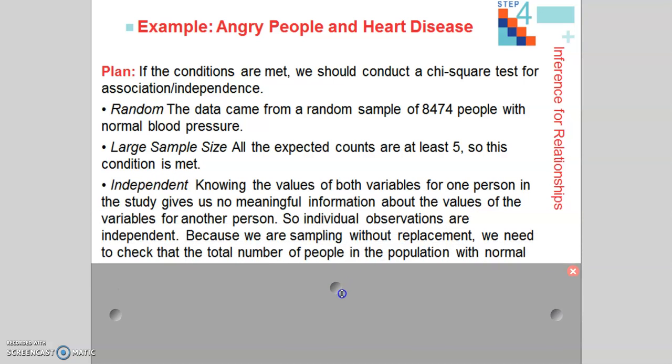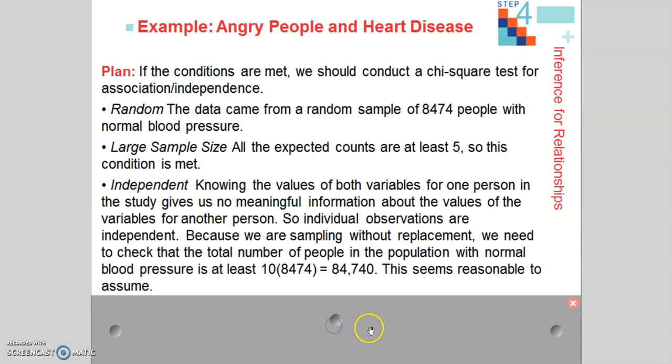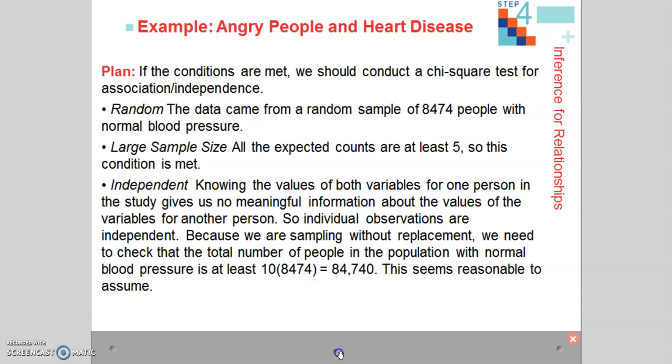And then the independence condition. Basically there aren't separate groups here. Is knowing the values of both variables for one person going to give you meaningful information about another person? The answer would be no. And then we are sampling without replacement, so there should be at least this many people with normal blood pressure, and that seems reasonable to assume.